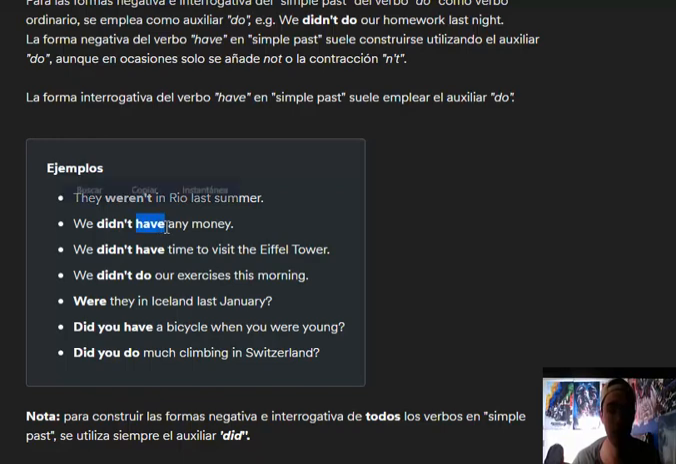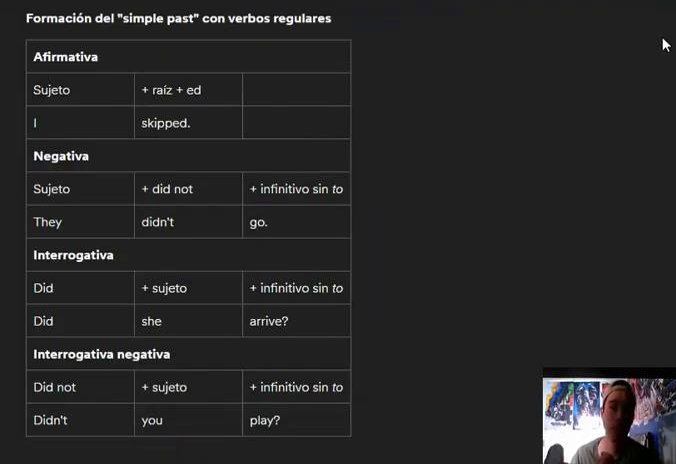We leave have in its regular form, and we add didn't. And this is how the simple past is used. We need to take care of something because the simple past can be misunderstood in Spanish because we can confuse some words or some sentences. So this is how the simple past is used.